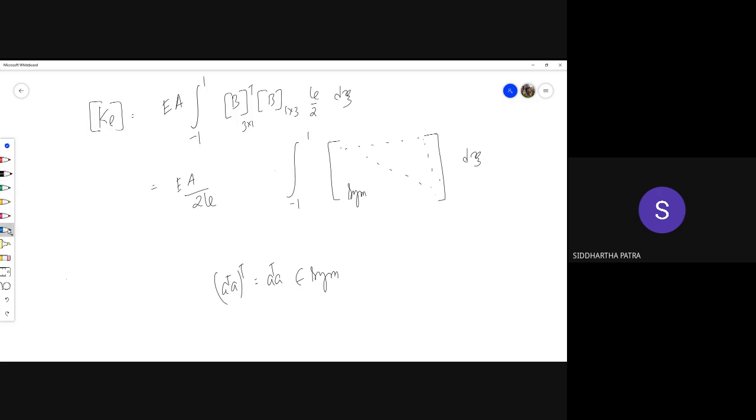Is it something like 1 plus 4 xi plus 4 xi squared? Is the first term this one?